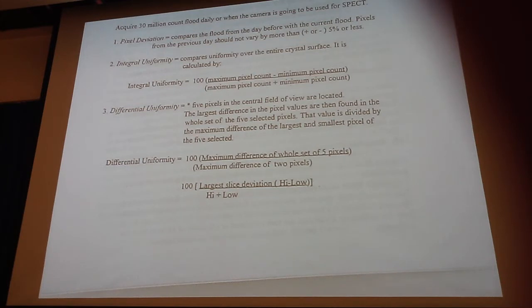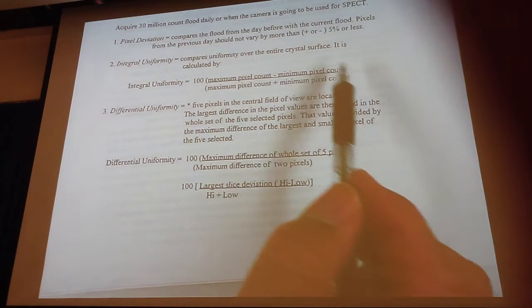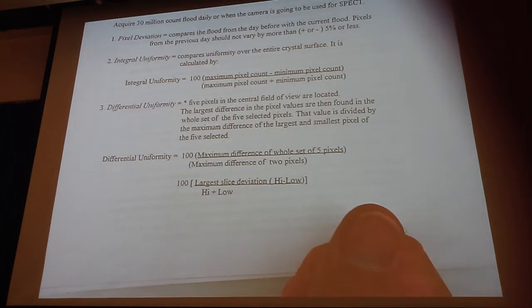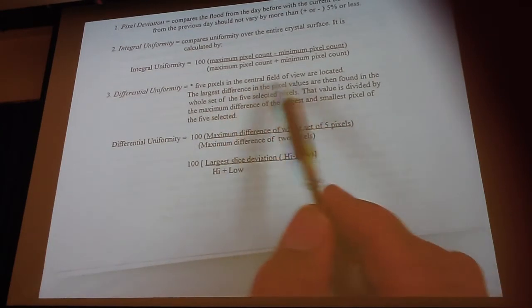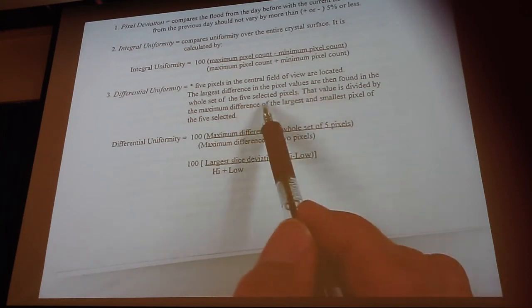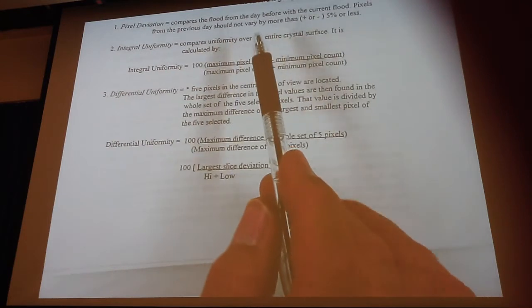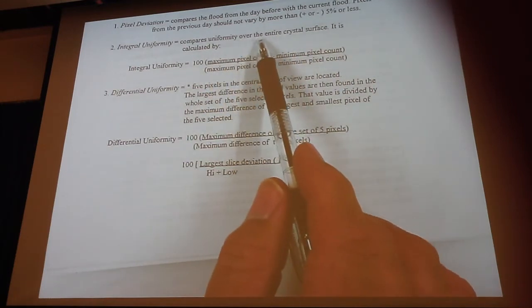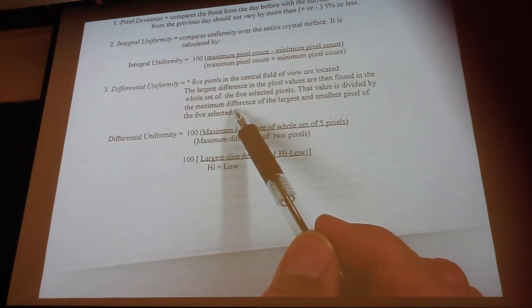Well, you know, one of the things we talk about is integral and differential uniformity. I don't care about this formula here. This is the formula for it. But remember we said, what is the difference between integral and differential uniformity? Says those 5 pixels in the central field of view are located. The largest difference in those pixels are then found in whole sets. So the integral uniformity, we looked at the entire crystal, and it's going to detect the one that has the largest number of counts, and the one that has the lowest number of counts. It could be anywhere in the entire useful field of view. The differential, it's only going to look at groups of pixels that are together in the central field of view.